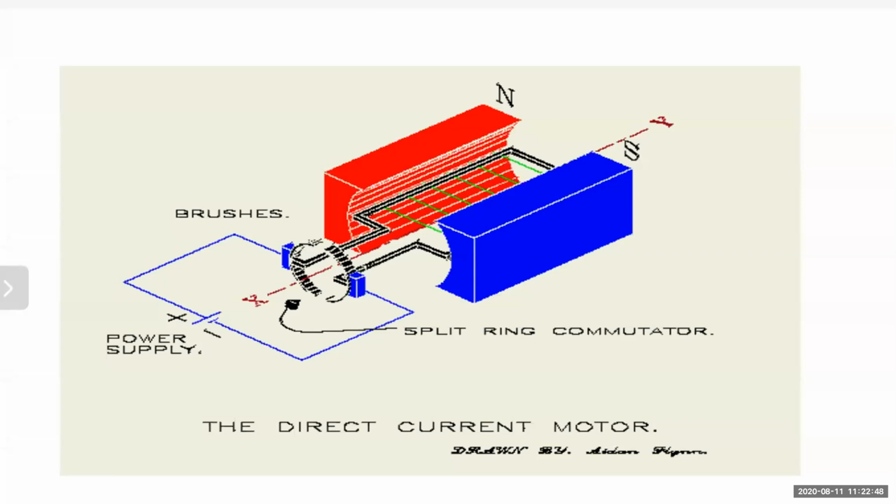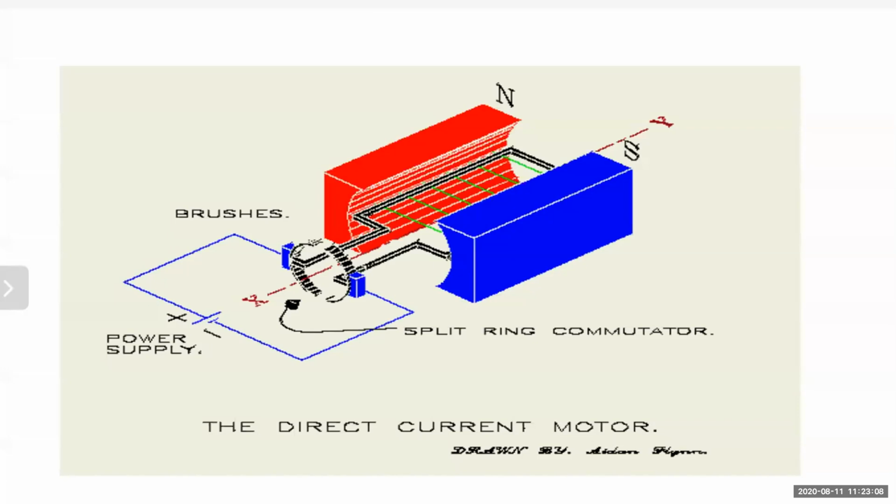Remember that the rotation is anti-clockwise, and the current in the loop is reversed after each half rotation, and the loop and the axle continue to rotate in the anti-clockwise direction.